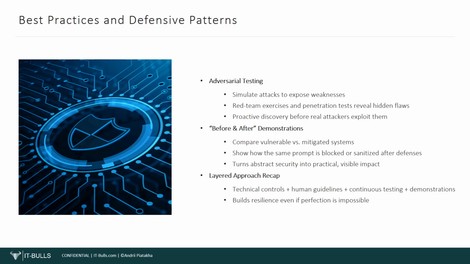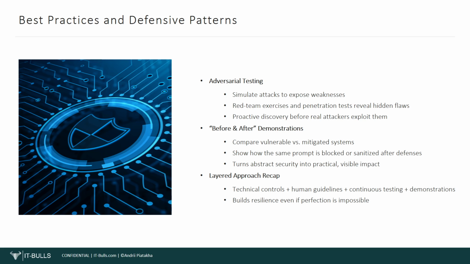So, best practices for sensitive information disclosure come down to building layers. Robust technical controls, clear communication with users, continuous testing, and visible demonstrations of security improvements. Together, these patterns create systems that are not perfect, but are resilient enough to withstand the risks of operating in the real world. That's all I plan to discuss with you in this lesson.